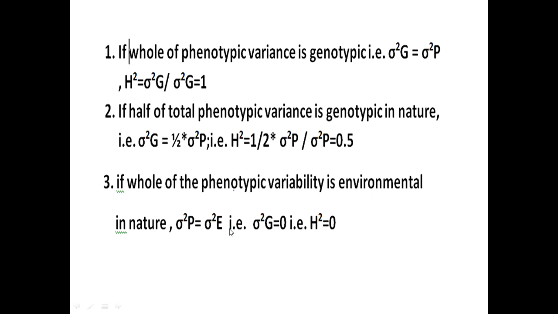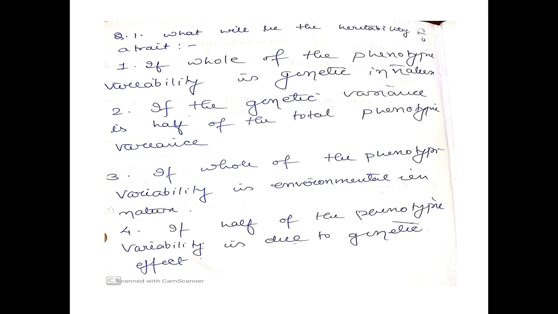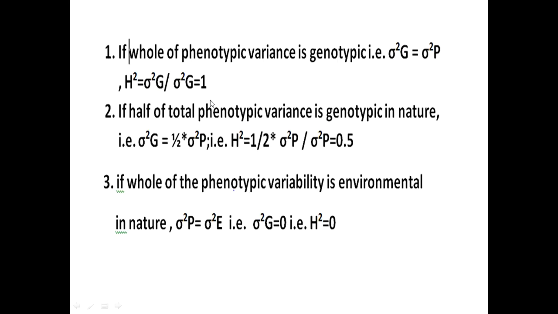Moving on to the first question: if whole of the phenotypic variability is genetic in nature. As you remember from the last class, if whole of the phenotypic variance is genotypic in nature, it means that sigma square g is equal to sigma square p. And you know the formula of heritability, h square is sigma square g upon sigma square p. But because sigma square g and p are equal, you will have heritability as 1.